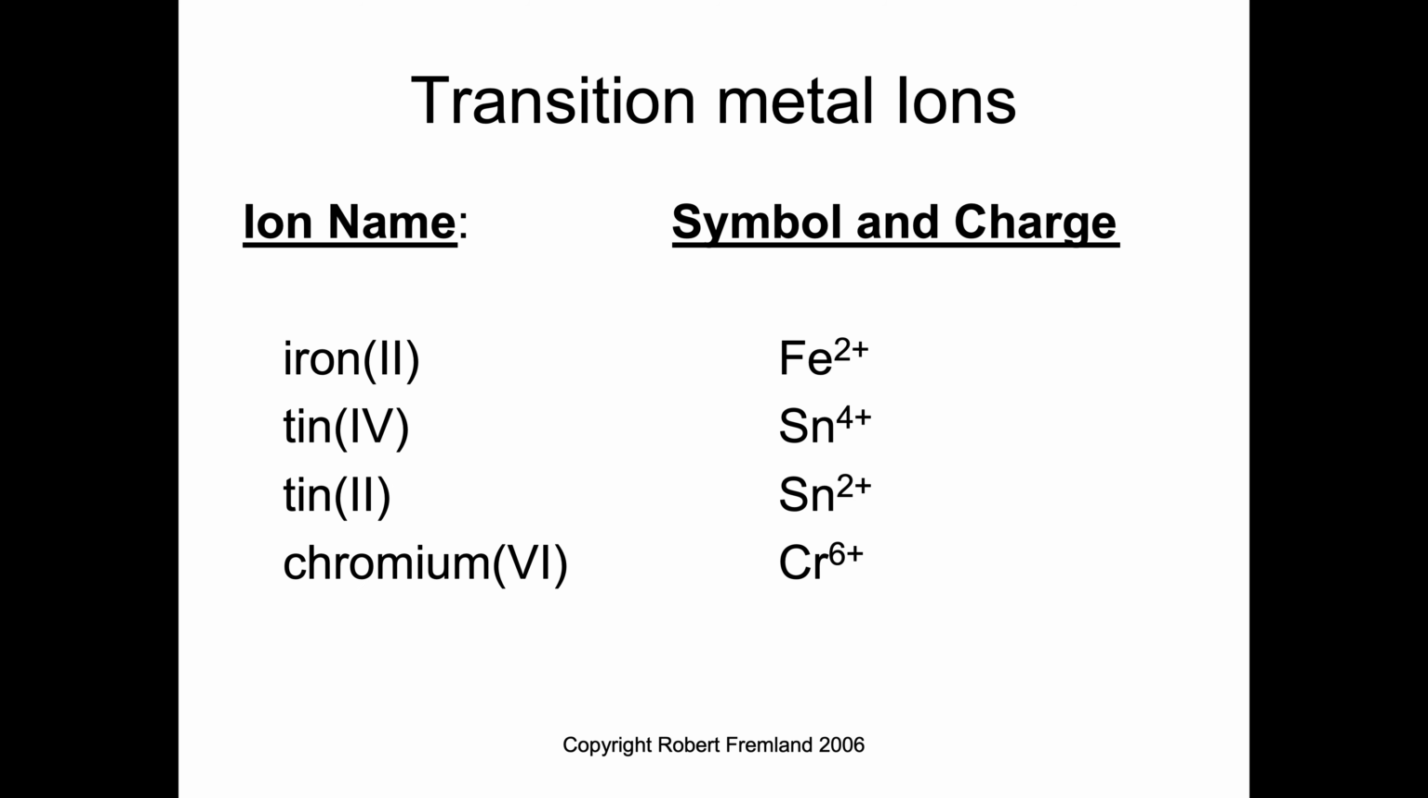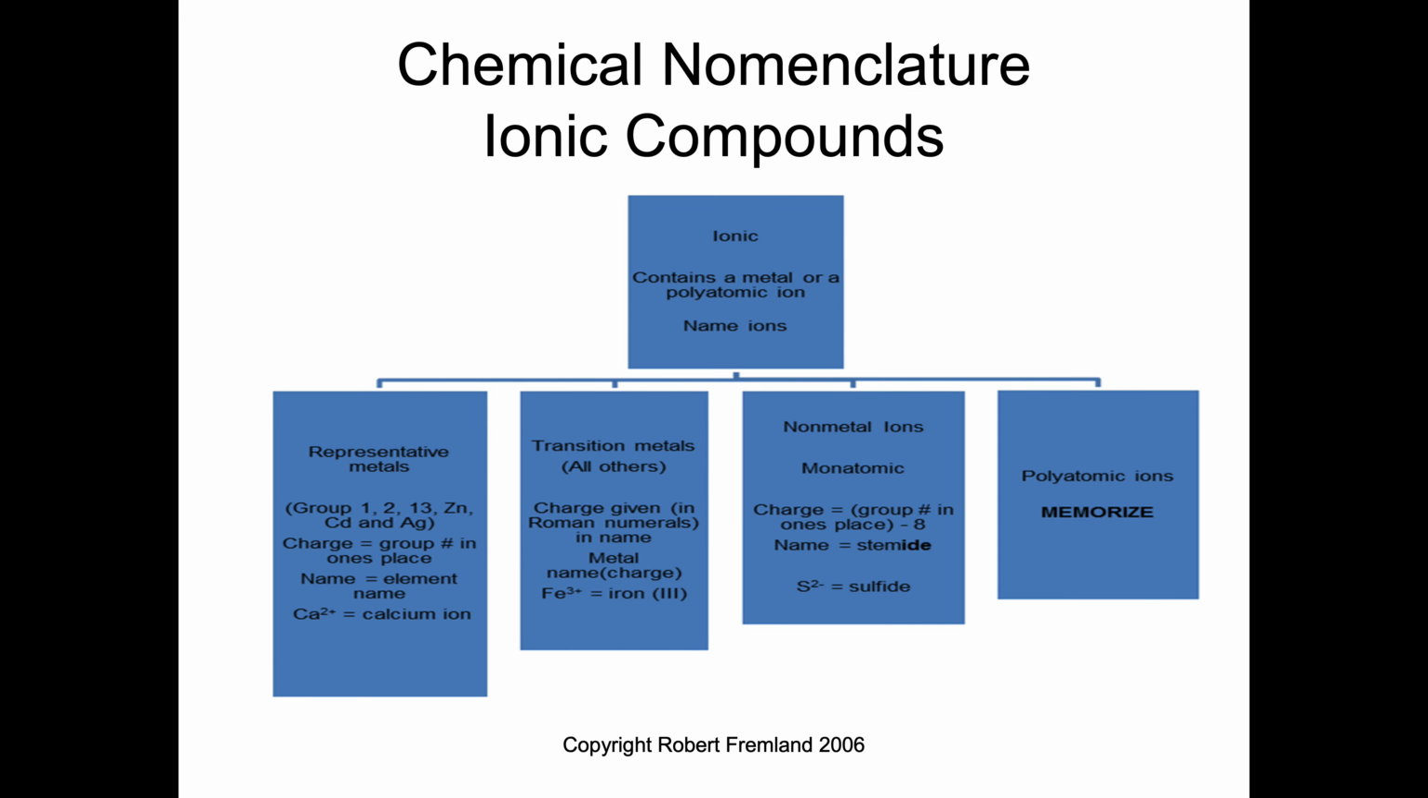So for example, iron with a Roman numeral 2 is iron with a +2. Tin with a Roman numeral 4 is called tin 4. Tin 2 is a +2. Chromium 6 is a +6.